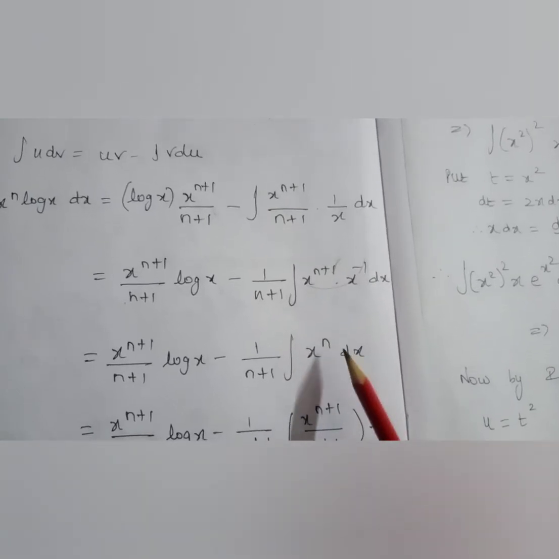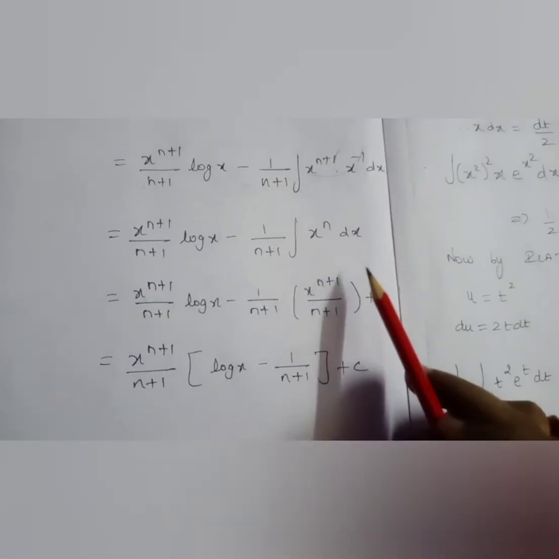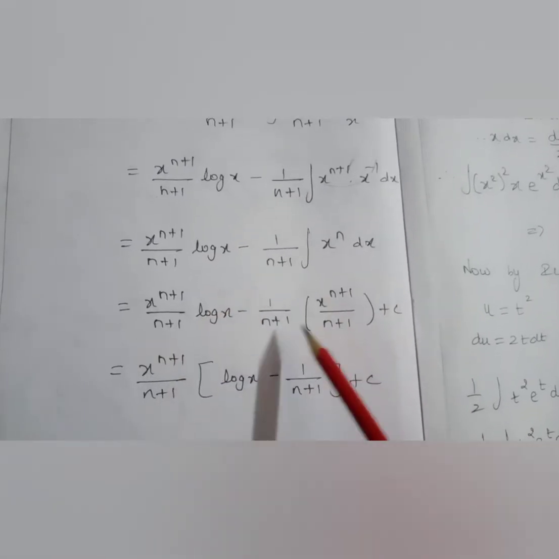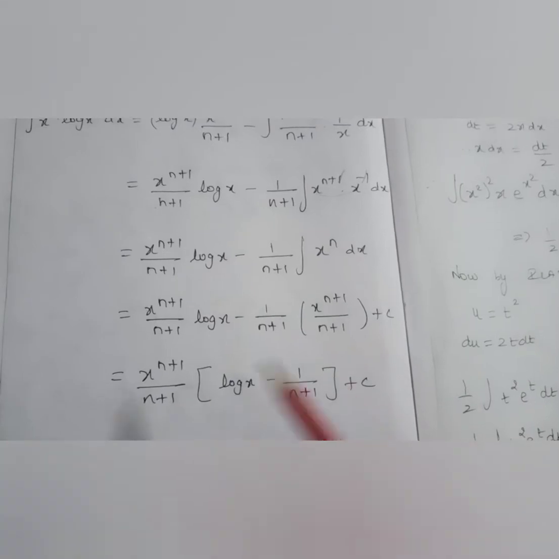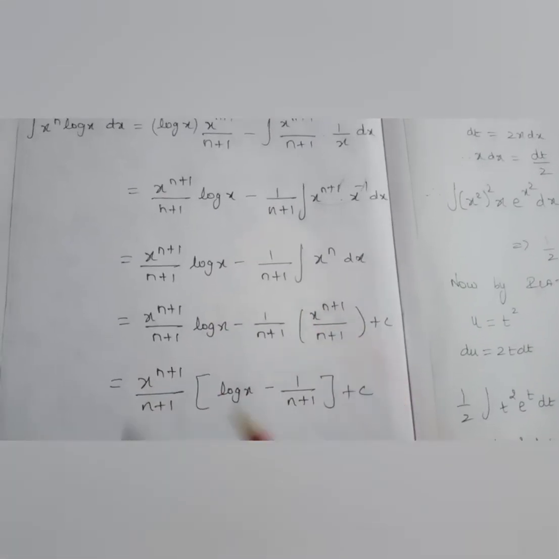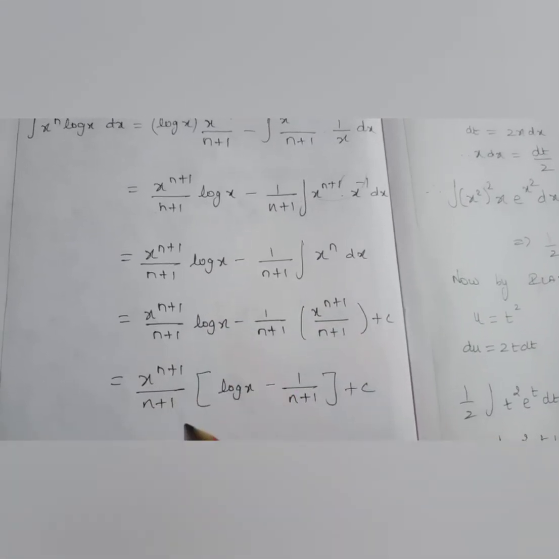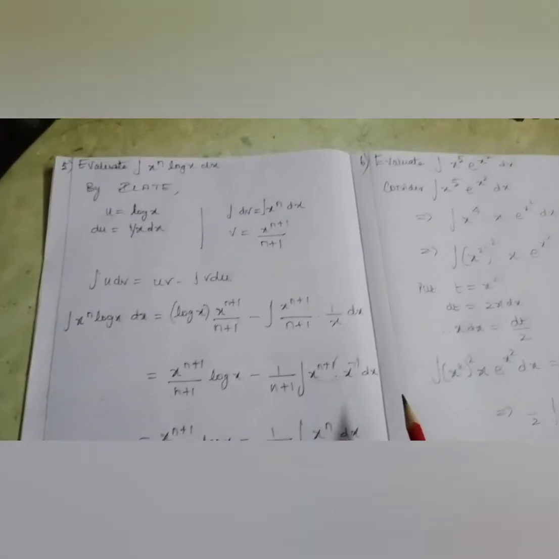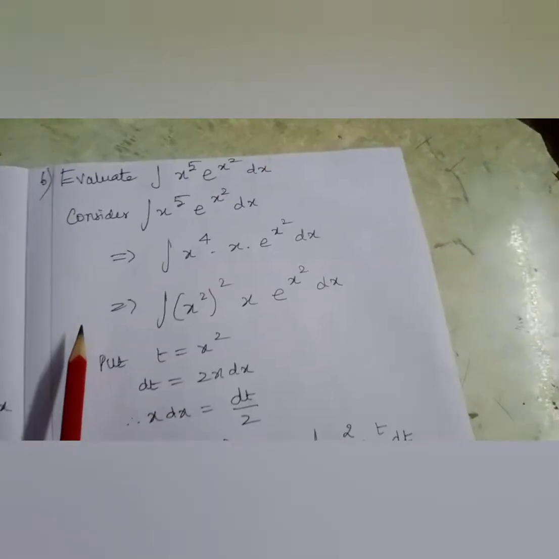So integrating x power n, I will get x power n plus 1 by n plus 1 plus c. Now see, I am having 1 by n plus 1 common in both the terms. So taking it outside, also x power n plus 1. So x power n plus 1 by n plus 1 into log x minus 1 by n plus 1 plus c. Fine. Now we'll move on to the sixth sum.